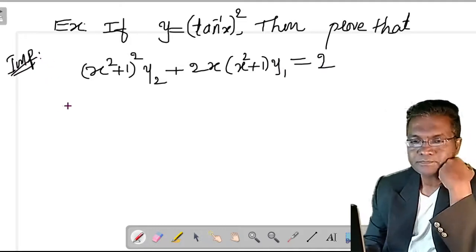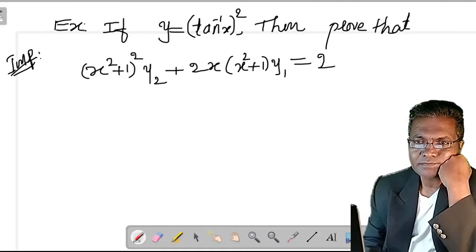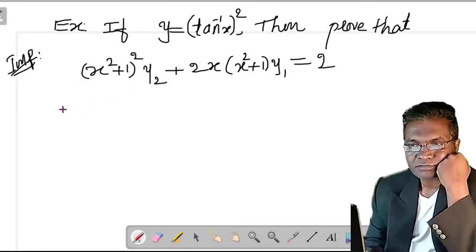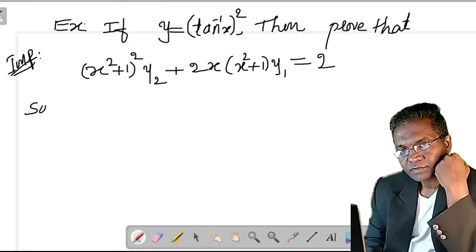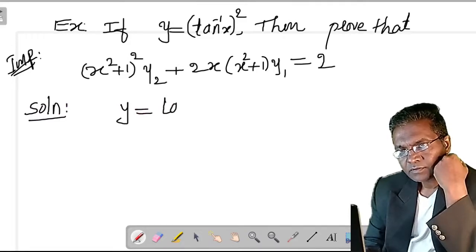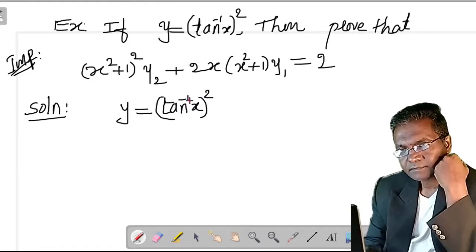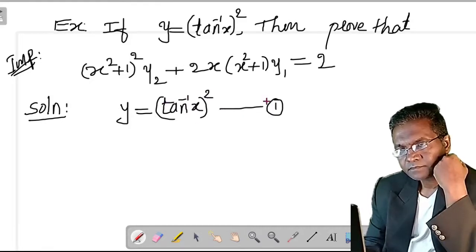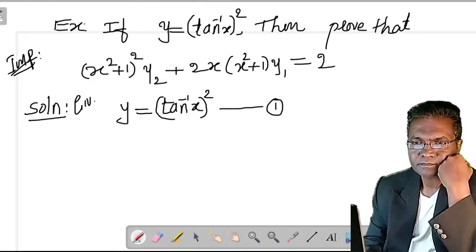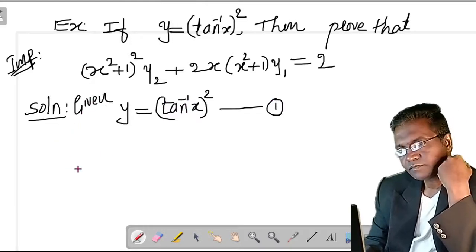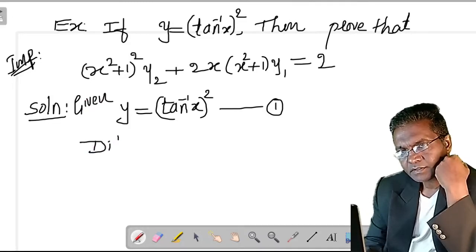Okay, so again, one of the important problems. I said definitely you are going to get one question for 5 marks from this part. So given y is equal to tan inverse of x whole square. This is your given. Differentiate with respect to x.